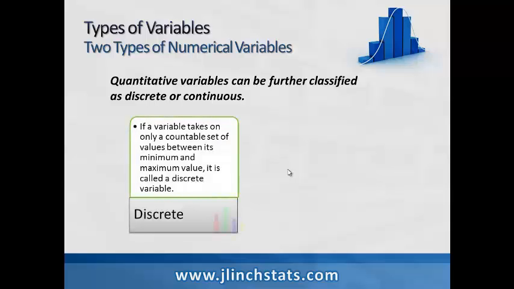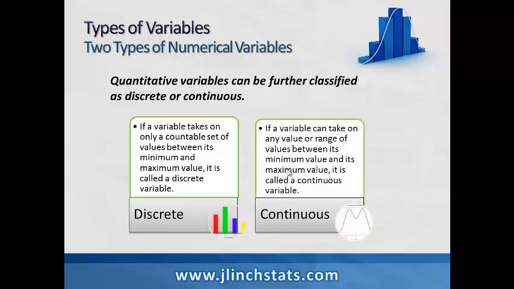A discrete numerical variable takes on only a countable set of values between its minimum and maximum value. Although it's a countable set, it's possible that it could take on infinitely many values. However, it typically only takes on whole number or integer values when we talk about discrete numerical variables. We also have continuous numerical variables. If a variable can take on any value or range of values between its minimum value and its maximum value, then it is called a continuous variable. So continuous variables take on any particular values within a certain range.